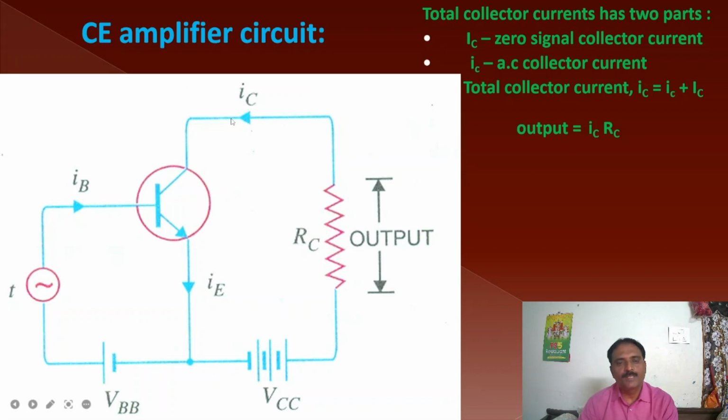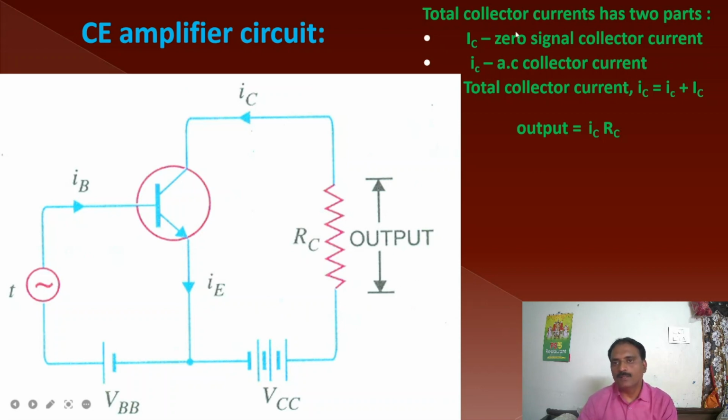That means the N-type collector is going to be connected to the positive terminal. The output is going to be considered at RC. RC is the resistance which is used to collect the output, to receive the output signal.